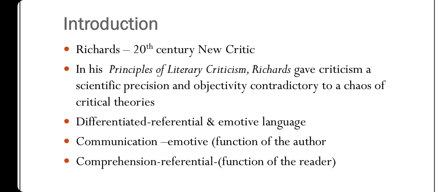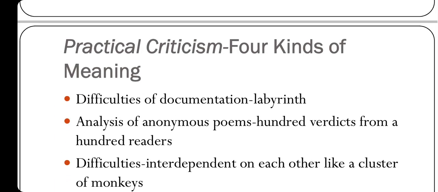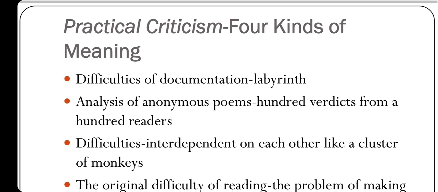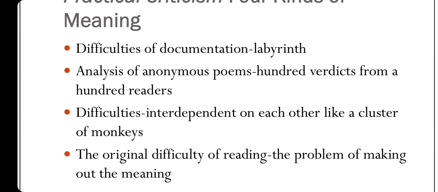scientific perspective in literary criticism and objectivity, contradictory to a chaos of critical theories, then differentiated referential and emotive language, communication, the emotive function of the author, and comprehension, the referential function of the reader. In Practical Criticism, these things are added: four kinds of meaning, difficulties of documentation, labyrinth, analysis of anonymous poems, 100 verdicts from 100 readers.